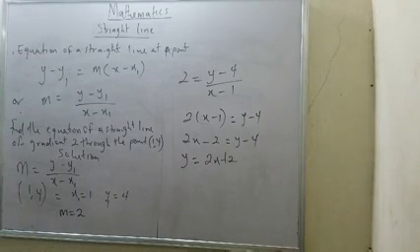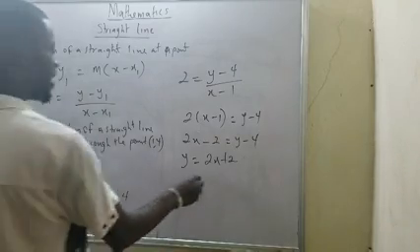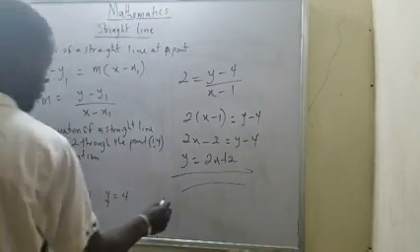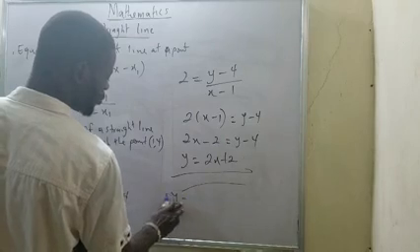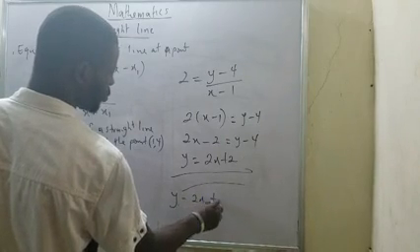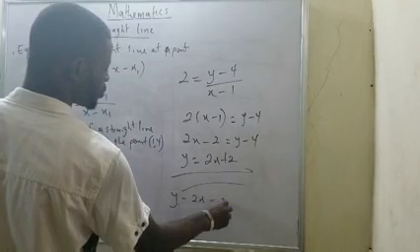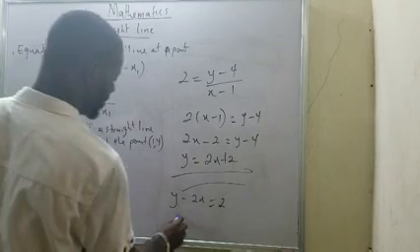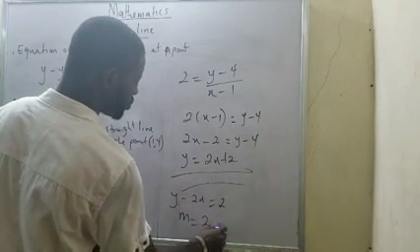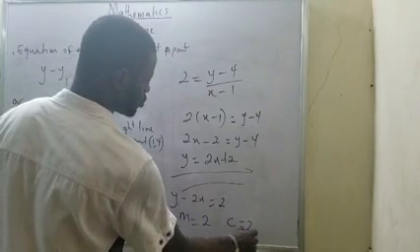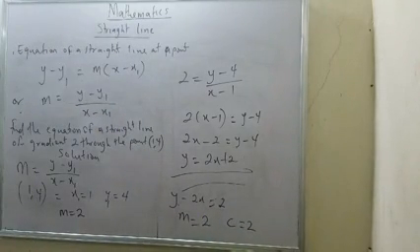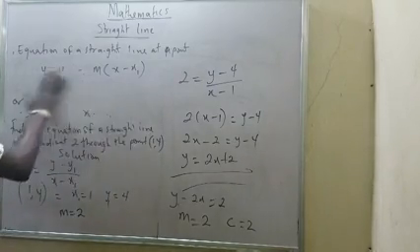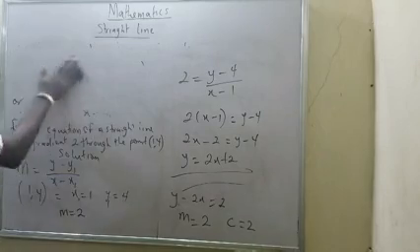Find the equation of a straight line. This is the equation we are referring to. And you can also move it to y minus 2x equals 2. Anyhow you want it. From here, we all know that my m equals 2, my c equals 2. It means m and c are the same.